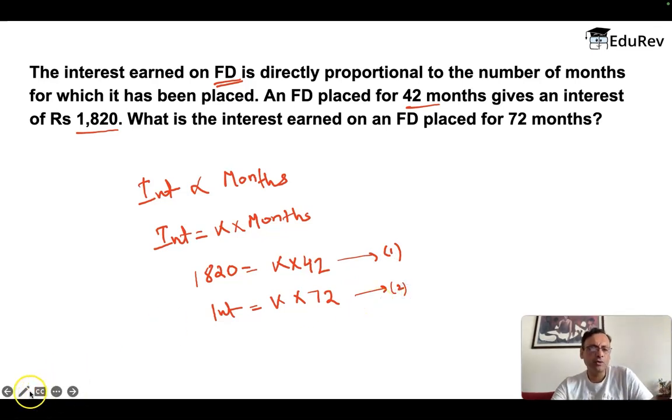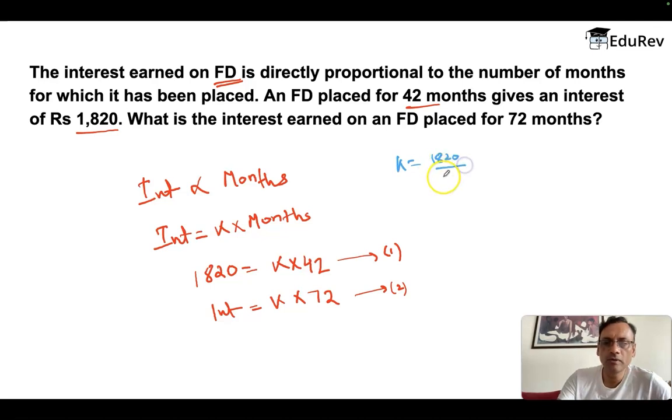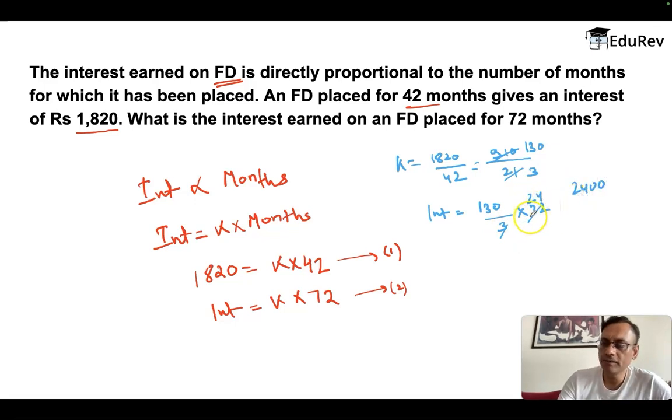Now variation questions can always be done in two ways, and understand this very carefully. One, of course, is from the first equation, I can find out the value of the constant. So if you look at the first equation, k is equal to 1820 upon 42, or 910 upon 21. Both are multiples of 7, so I can have 130 upon 3. So I'll get 130 by 3. This I can put in the second equation and I'll get my interest is equal to 130 by 3 into 72. This is 24, so you get 2400 plus 720. You add them, you get 3120 as your answer.